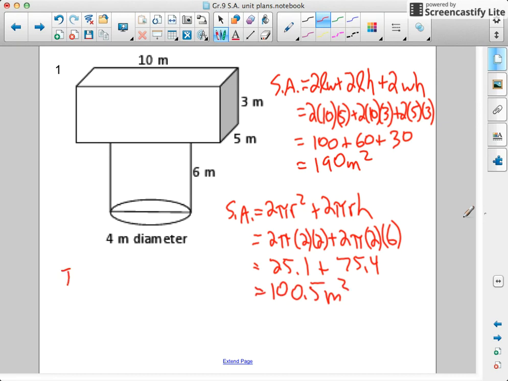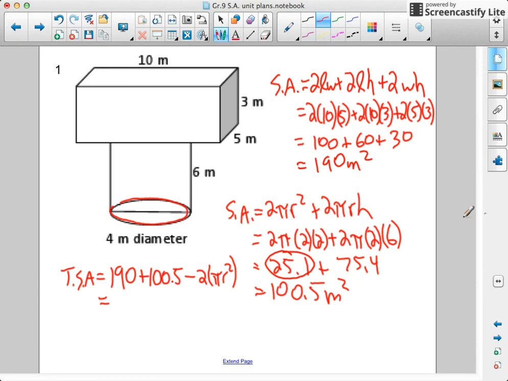So the total surface area would equal 190 plus 100.5 minus my area of overlap. Now the area of overlap is going to be a circle like this, only 2 of them, because it's the top of the cylinder and it's on the bottom of the rectangular prism. So what's that? That's going to be 2 times the area of one circle, which is pi r squared. That number is actually going to be the same as this one right here, the 25.1.